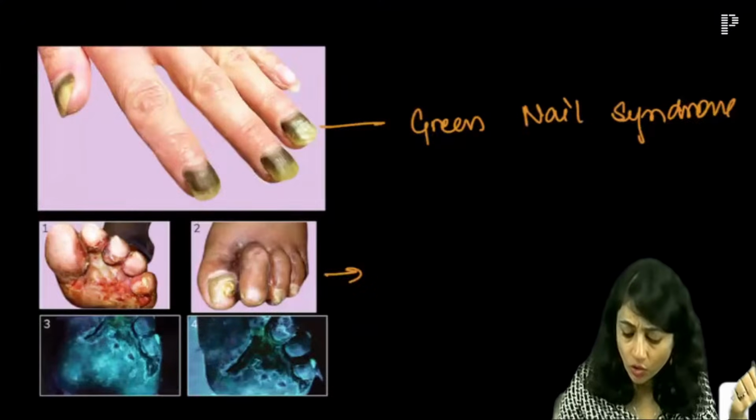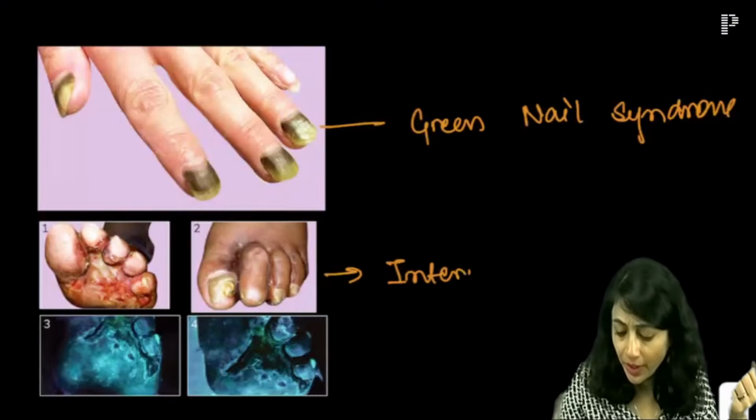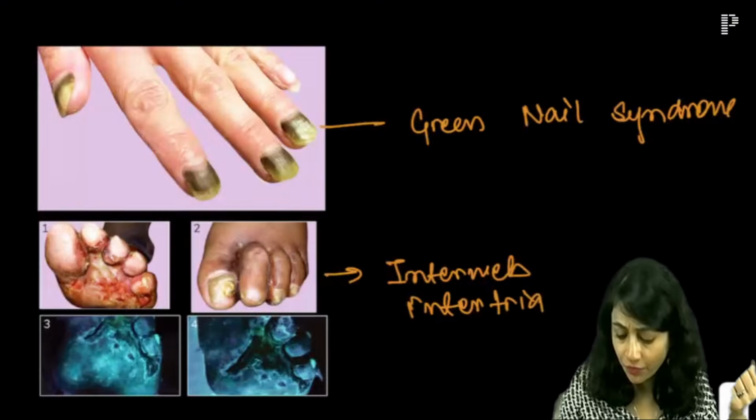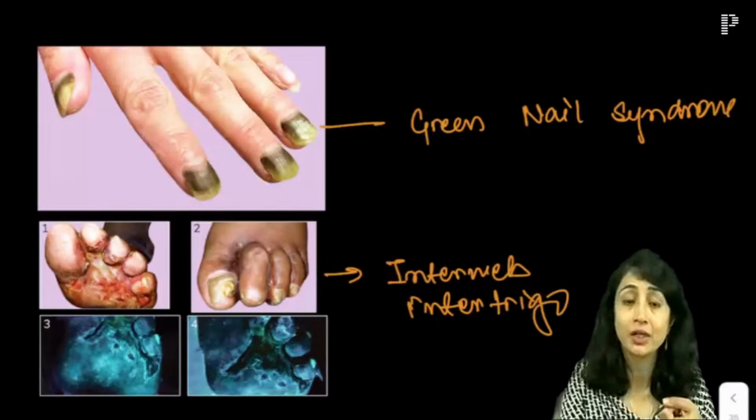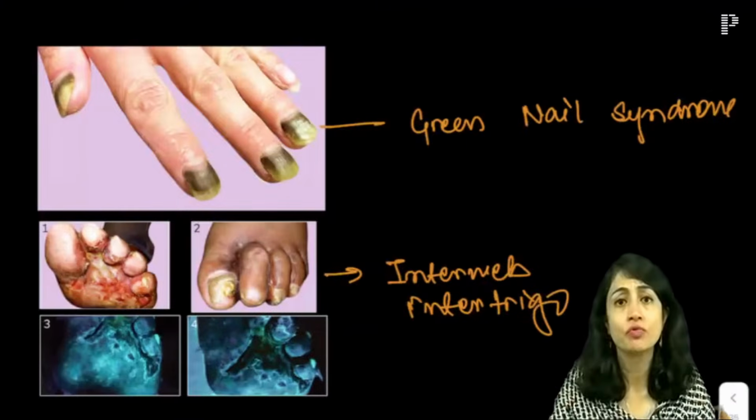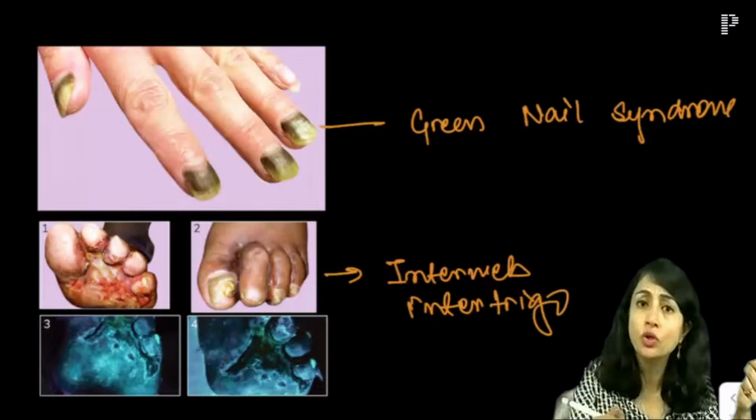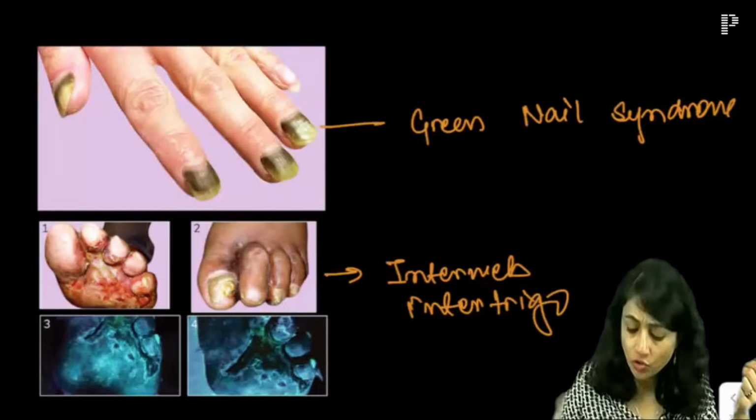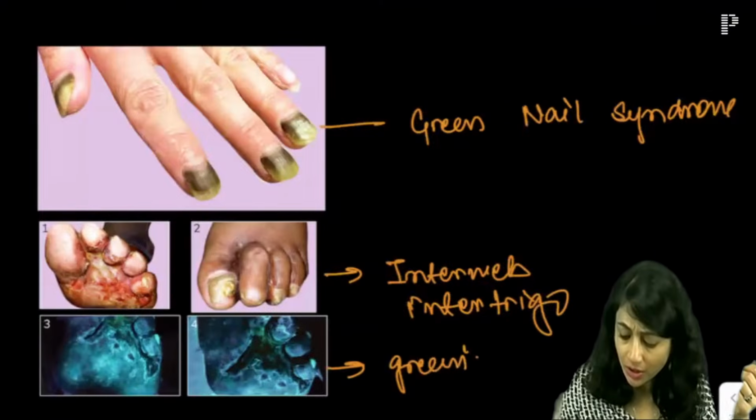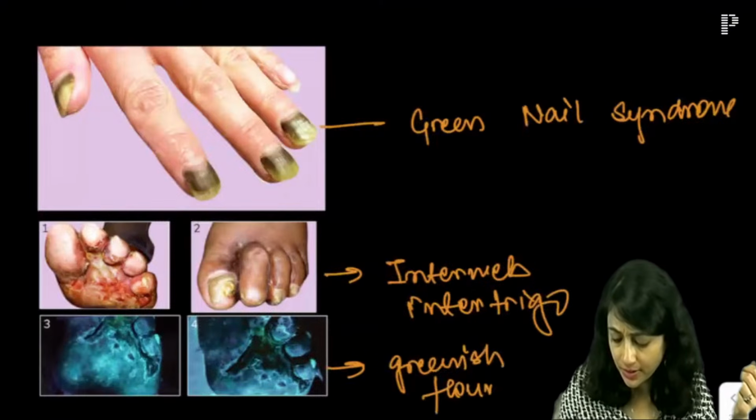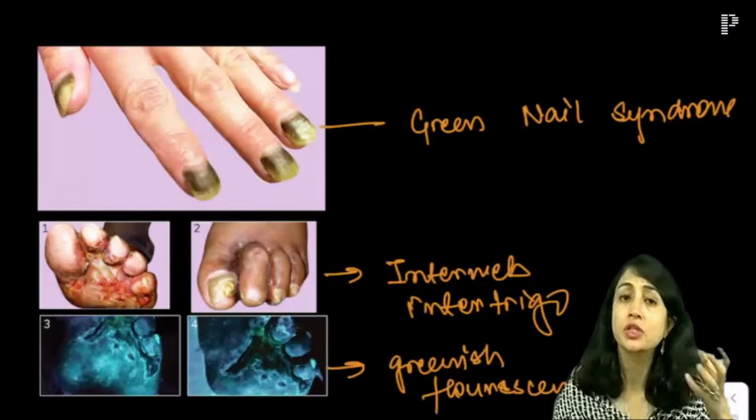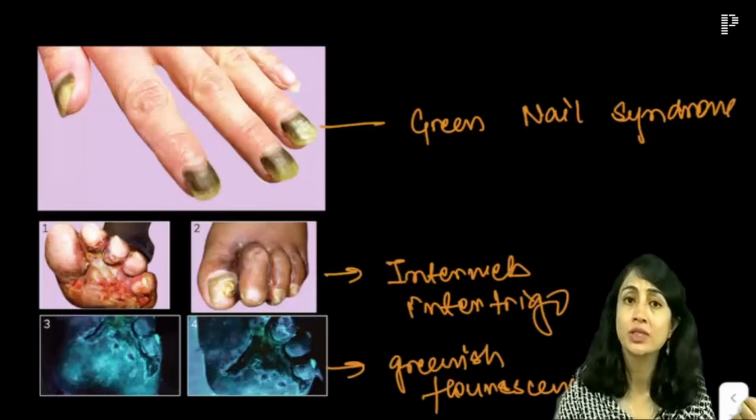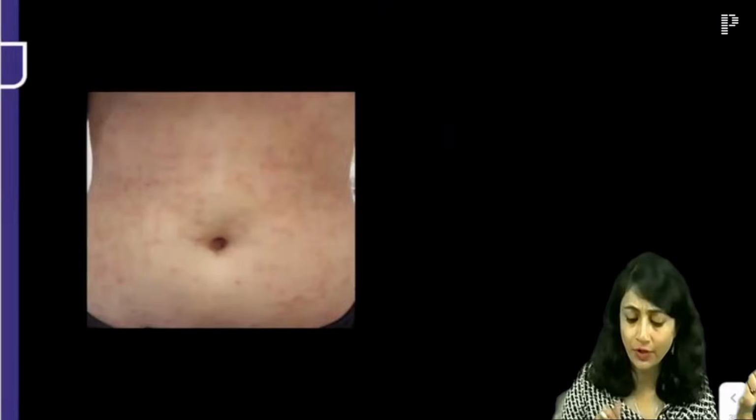Pseudomonas can also cause interweb intertrigo. Now, interweb intertrigo, which is infection in between the web spaces, can be caused by tinea, or can be caused by erythrasma. So, when a patient comes to you with interweb intertrigo, do a Woods lamp. When you do a Woods lamp in Pseudomonas infection, you see this greenish fluorescence. So, greenish fluorescence on Woods lamp in interweb intertrigo is characteristic of Pseudomonas infection.